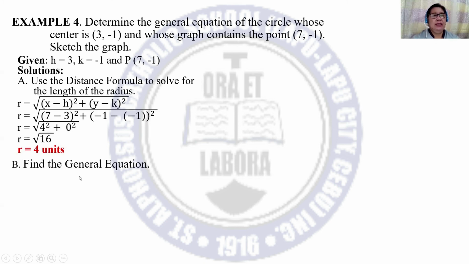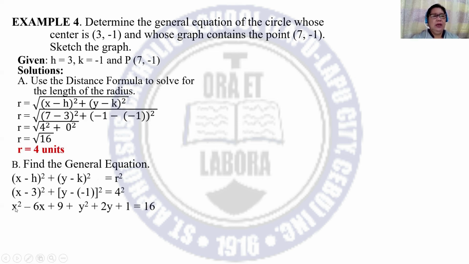Next, we have to find the general equation. Using the standard form, the square of x minus h plus the square of y minus k is equal to r squared. We have to replace 3 to h, negative 1 to k, and 4 to r. Then we have to expand. We have x squared minus 6x plus 9. And the square of y plus 1 is y squared plus 2y plus 1 is equal to 16.